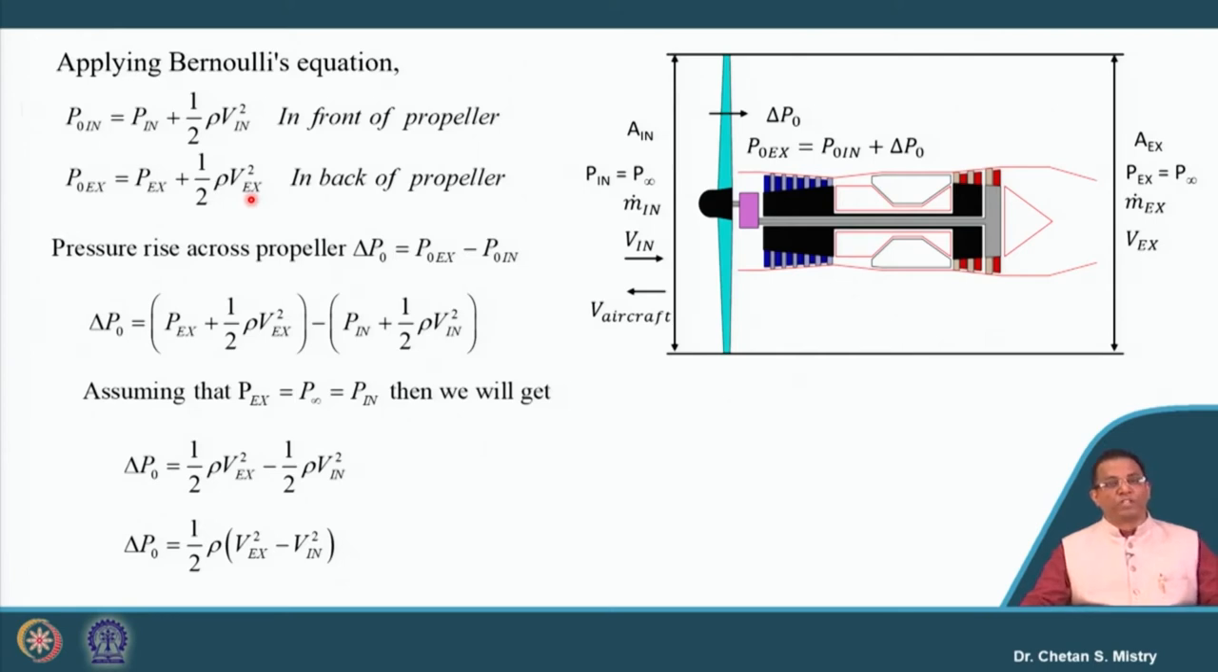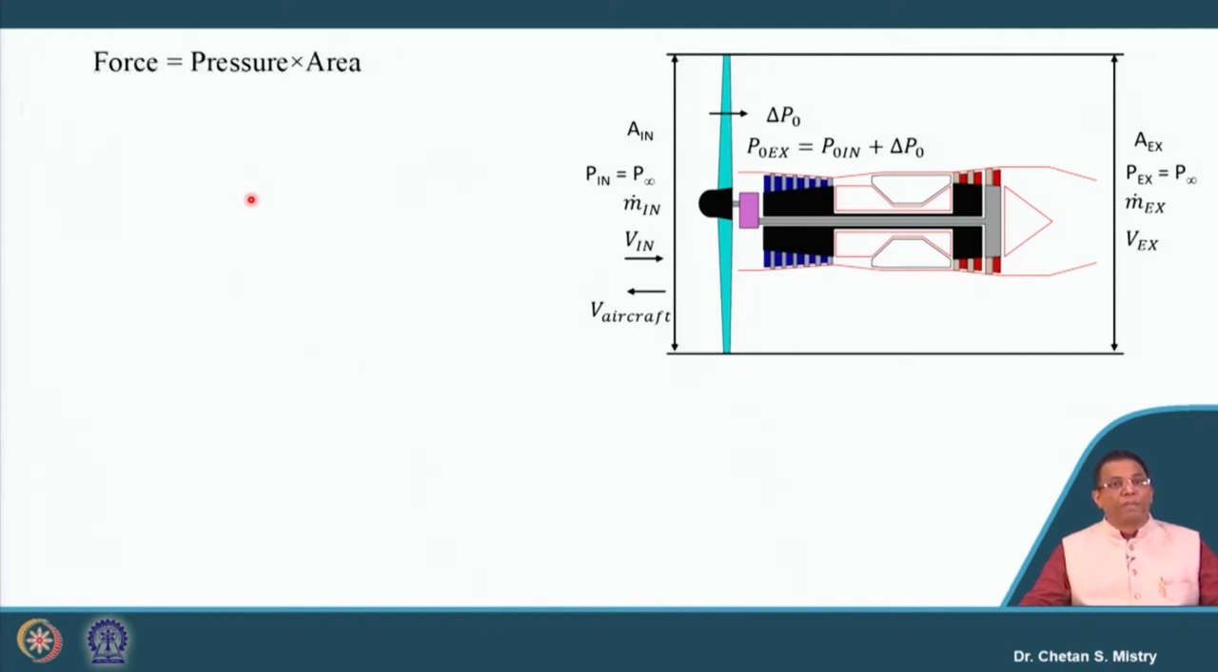You may wonder, what is the reason why we are doing these things? So, let us try to understand what is the meaning of that. Since this is my P0, we have our fundamental equation. This fundamental equation says my force is given by pressure into area. This pressure I am representing in terms of P0 exit into exit area minus P0 inlet into inlet area. For the sake of simplicity, let us consider my inlet area and exit area to be the same.